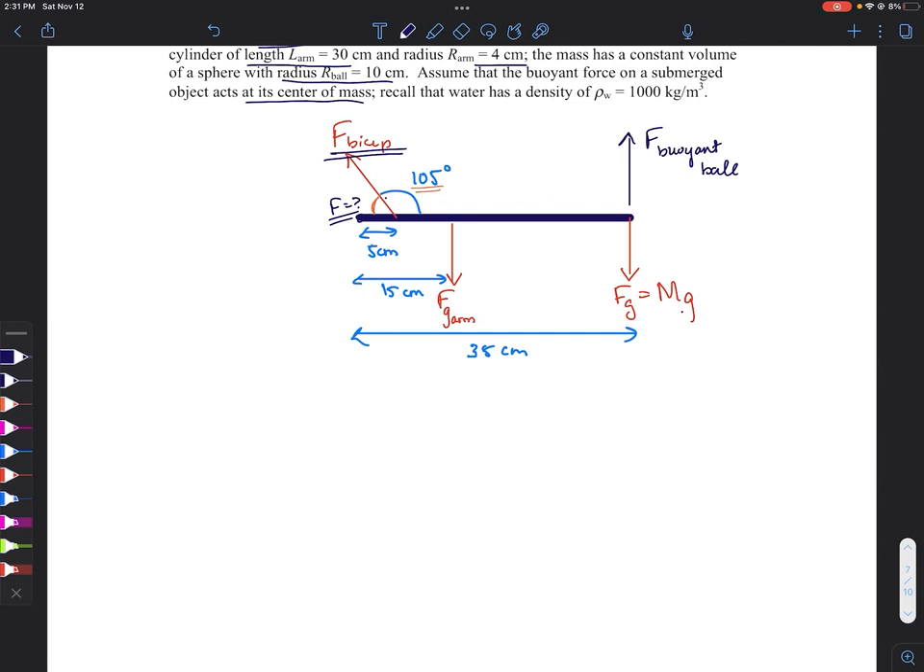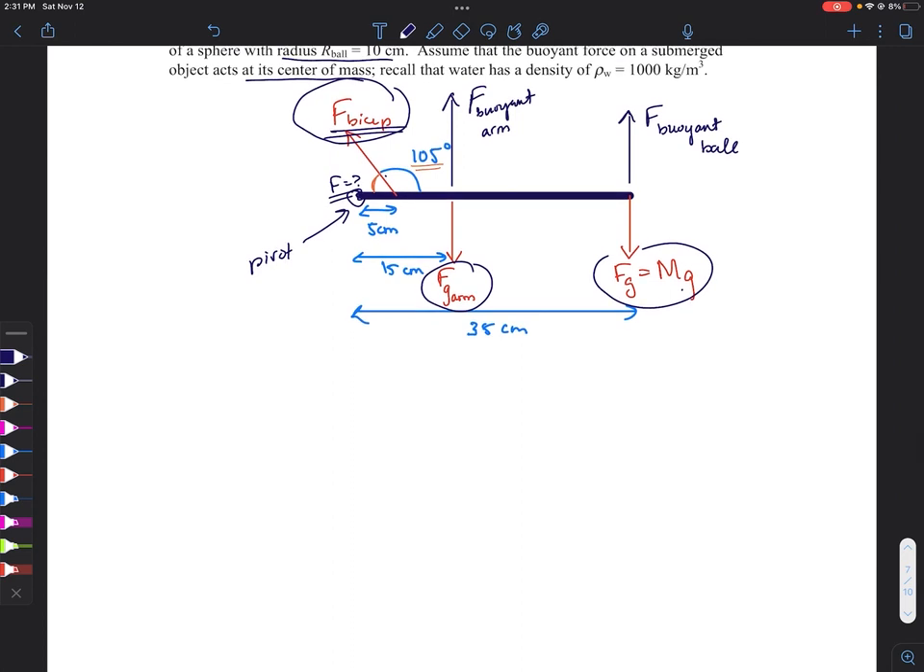And we were told to assume that that acts at the center of mass of the object, which is right here. So this is the buoyant force on the arm. So again, I'm going to choose this point to be my pivot because I don't know what that is. We now know what the bicep force is. So we know the bicep force, we know this, we know this. So we're going to just sum the torques again and set it equal to 0.